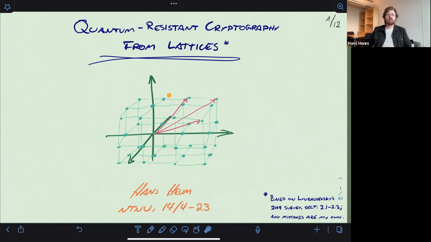This was a question that was posed at the meeting we had here in Trondheim. Somebody asked, well, how do you actually make crypto from this? And I quickly realized that that would take way too long to answer. So we made it into a seminar instead.